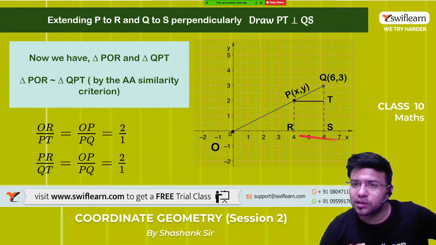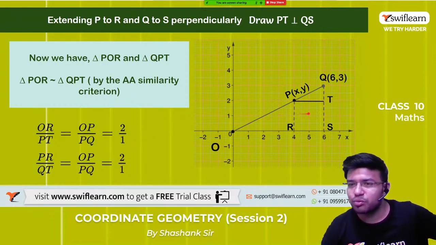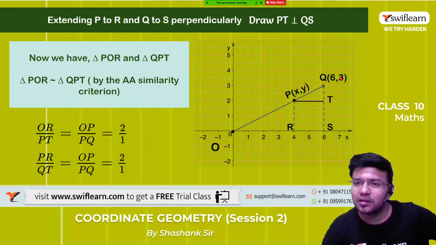Like OR, the base part, OR by PT is equal to OP by PQ is equal to 2:1. Yes, because we have taken a point such that this divides the line segment in the ratio 2:1. So this by this is equal to this by this. From the AA criteria we can write this, which is equal to 2/1.